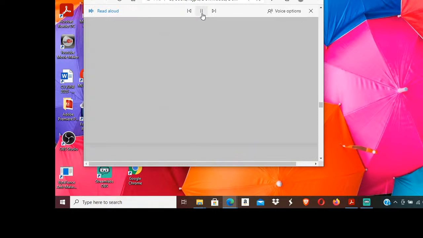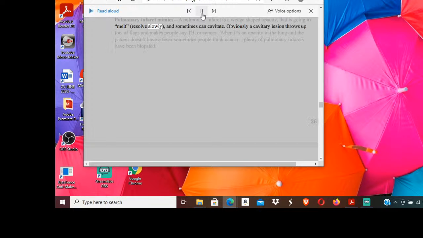Pulmonary infarct mimics. A pulmonary infarct is a wedge-shaped opacity that is going to melt, resolve slowly, and sometimes can cavitate. Obviously, a cavitary lesion throws up lots of flags and makes people say TB or cancer. When it's an opacity in the lung and the patient doesn't have a fever, sometimes people think cancer. Plenty of pulmonary infarcts have been biopsied.